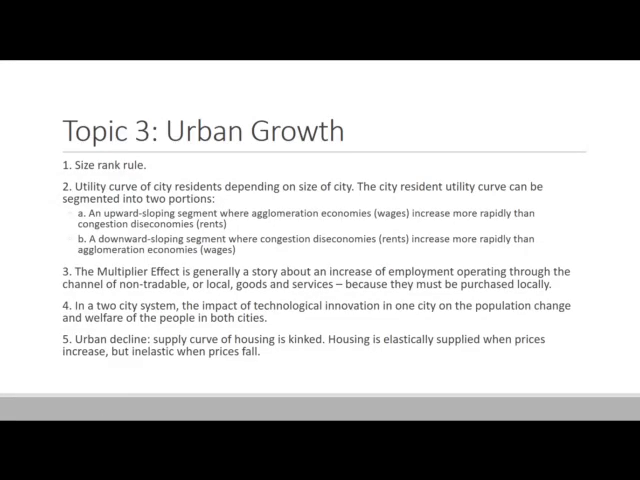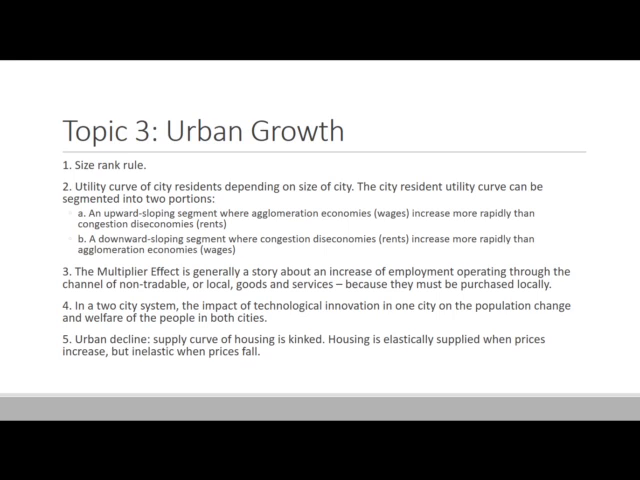Okay, and after that we have topic 3. Topic 3 is called urban growth. Basically that just means what are the forces or factors that influence the growth of a city, and by growth we mainly mean the population growth, right? Like the determinants for the population size of a city. So that's topic 3.